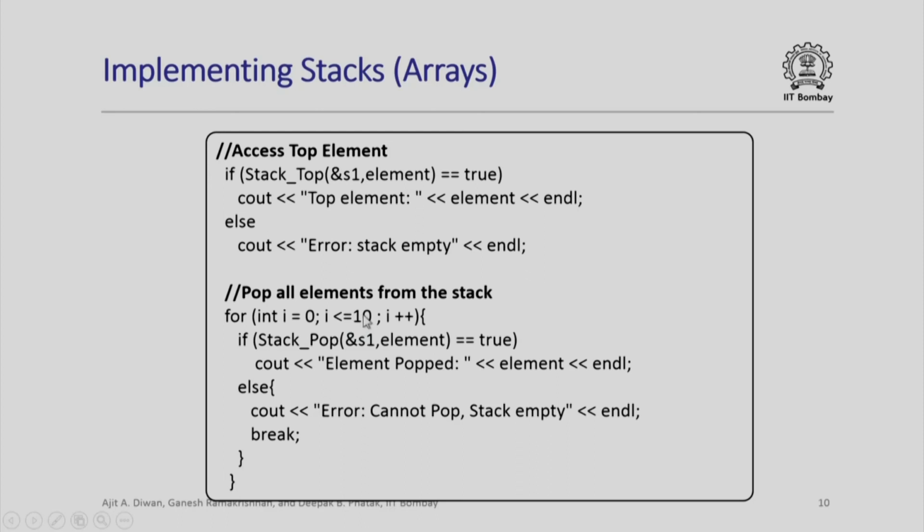So look at what I am doing inside this iteration. Simple. I do a stack pop operation. If it returns a true, that means some element was popped, in which case I print that element. Otherwise, I say "cannot pop, stack is empty." Note that when the stack is empty, no further elements can be popped, and therefore I simply break from this loop. So this will ensure that I will pop all the elements of the stack.